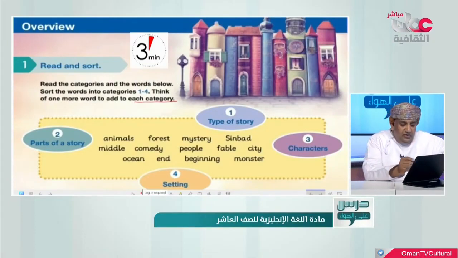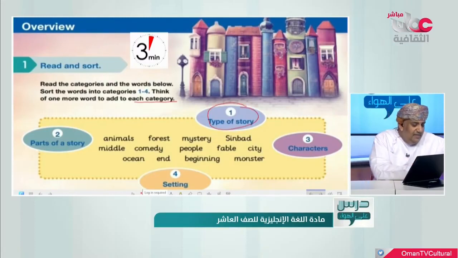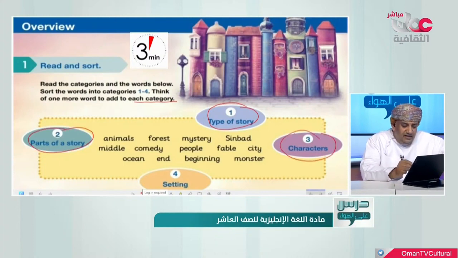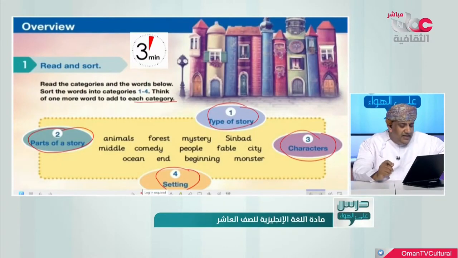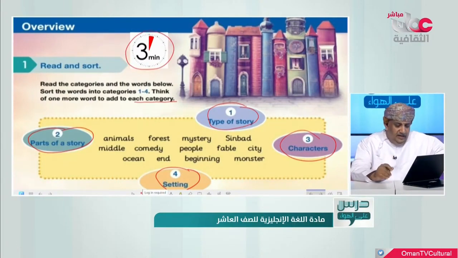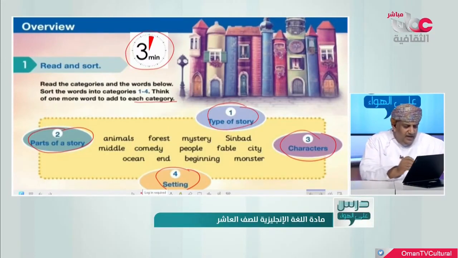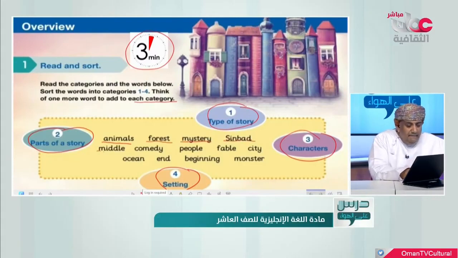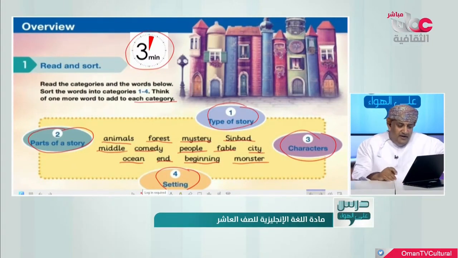Now we have four categories. Number 1 is types of stories, number 2 is parts of stories, number 3 is characters, and number 4 is the settings. And here we have 14 words. We are going to put them under the correct column. I want you now, in 3 minutes, to categorize the words under the correct heading. Before we start, let's read the words. The first word is animals. Is it a type of story, a character, or a setting? Forest, mystery, Sindbad, middle, comedy, people, fable, city, ocean, end, beginning, and monster. So we have 14 words. I want you to put them under the correct heading.